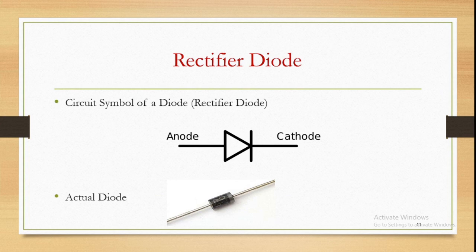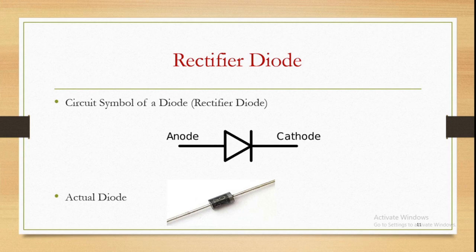Look here at the circuit symbol of a rectifier diode, where a triangle and a bar are connected together to form a diode. The triangle part is called the anode and the bar part is called the cathode. In this circuit symbol the triangle acts as an arrow, which indicates the current direction. So current will flow from anode to cathode. There will be no current from cathode to anode.